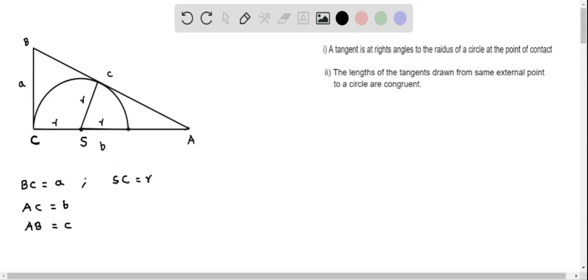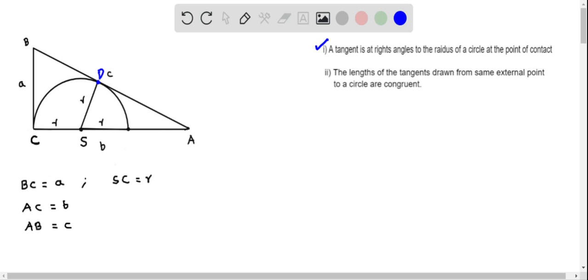We will now write an expression for the radius in terms of the side lengths A, B and C of the triangle. First, let me label the meeting point of the tangent AC with the circle as point D. So this is the point D. So let's use some of the properties of the tangents with regards to the triangle.